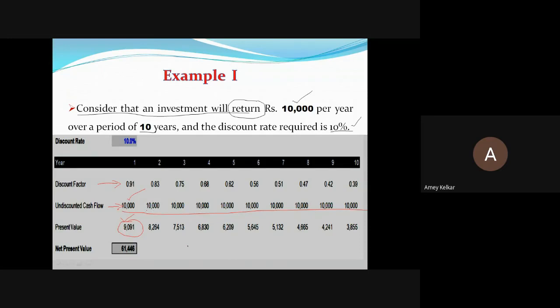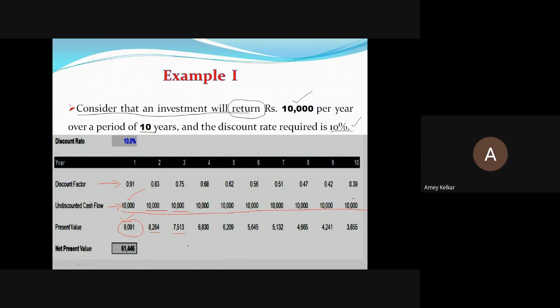So the second 10,000 you are getting at the end of second year. As of now, it is nothing but 8,264. Again 10,000, one more you are getting at the end of third year. That value as of now, that is the present value, net present value, comes out to be 7,513. So similarly, you go on calculating the present value of future things which you are getting.